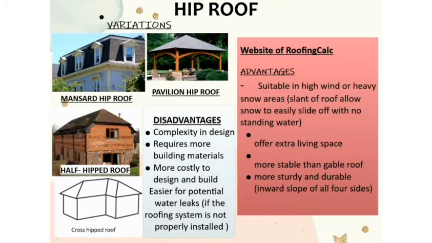On the other hand, hip roofs are more expensive to build than a gable roof because it is a more complex design that requires more building materials. Also, if there are dormers built into the overall design of a hip roof, the additional seams and valleys can make it easier for potential water leaks to occur around the dormers if the roofing system is not properly installed.